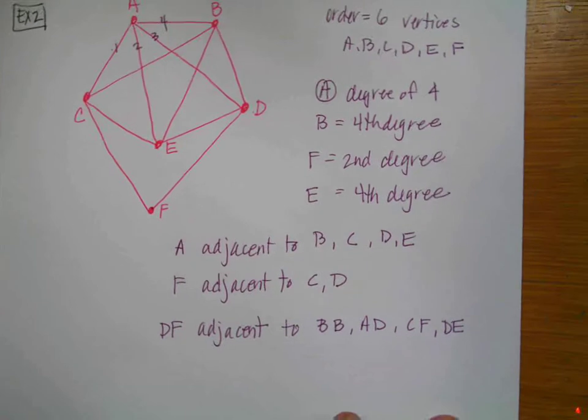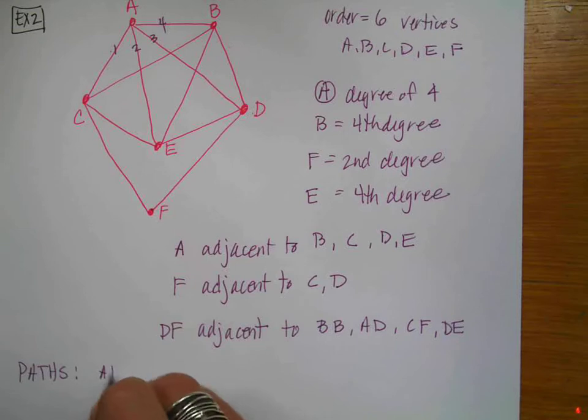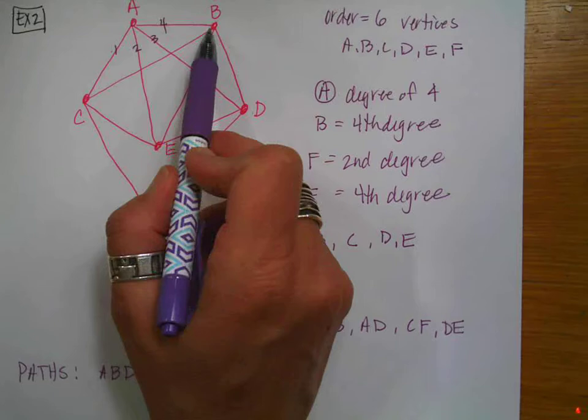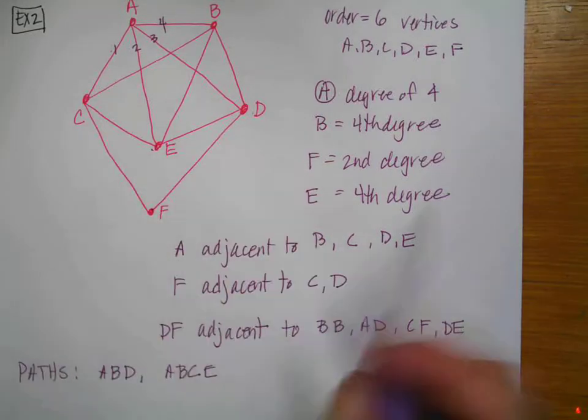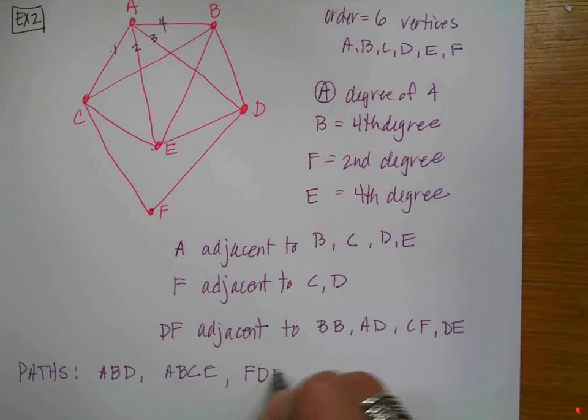Let's say I want to pick a path. Just as we look at a variety of different things, maybe some of our paths could be A, and I could go to B, and I could go to D. Or maybe I could do A, B, and then C, and then E. So I went A to B, B to C, C to E. Or maybe I do a longer path, and I go F, D, E, B, C. So I can't skip vertices.